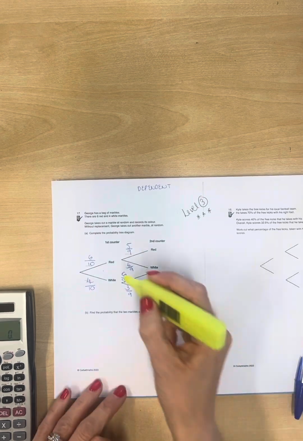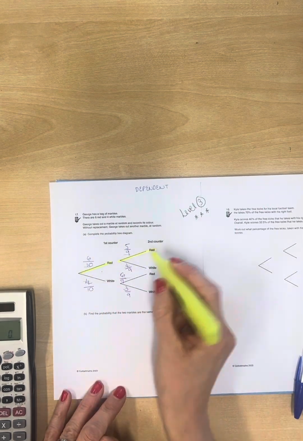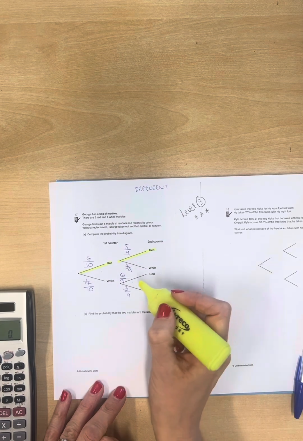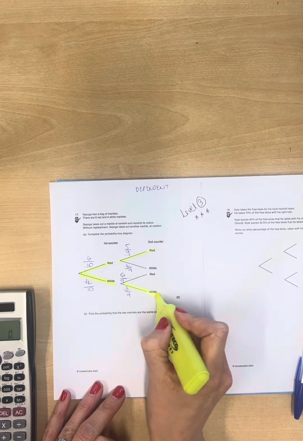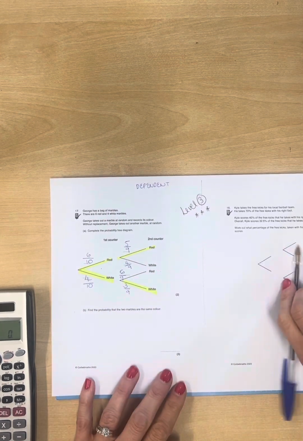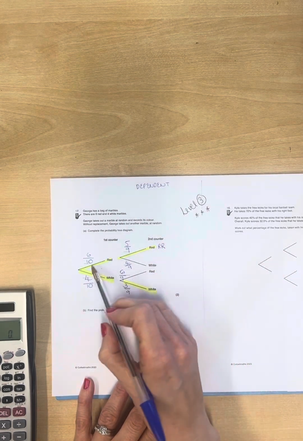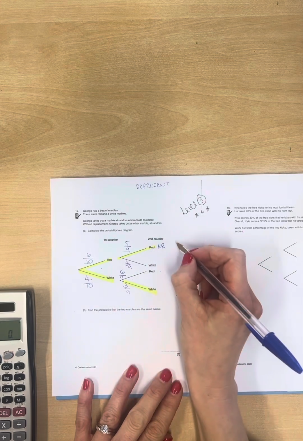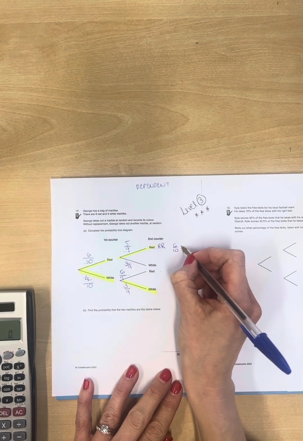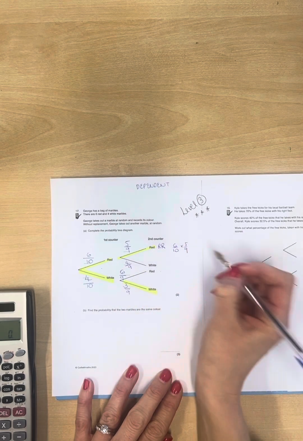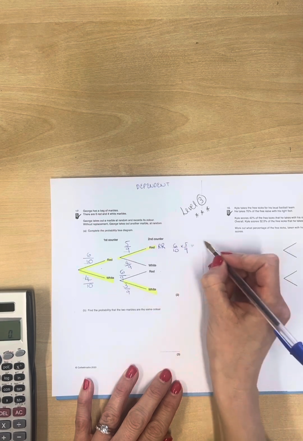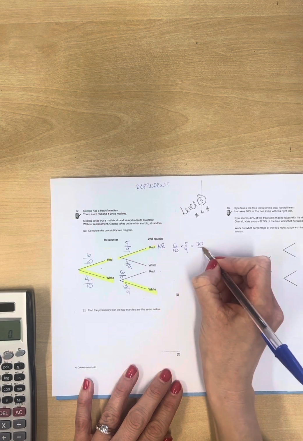Well, we could have a red and then a red, so that one there. And then here, we could have a white and then a white. So we've got 2 scenarios here, red, red, and white, white. So let's work out the probability of a red and a red. We multiply across the tree. So we do 6 out of 10 times 5 out of 9. So 6 times 5 is 30. 10 times 9 is 90.